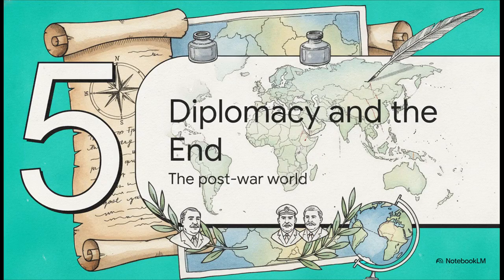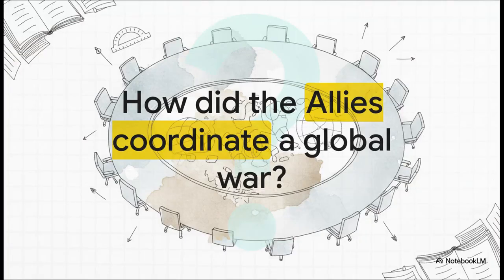Section 5. Diplomacy and the End. The Post-War World. Let's just pause for a second. We've gone through a ton of military facts, but how did the Allies actually coordinate a global war? And more importantly, how did leaders with totally different political ideologies sit down and decide what the world would look like once the shooting finally stopped?